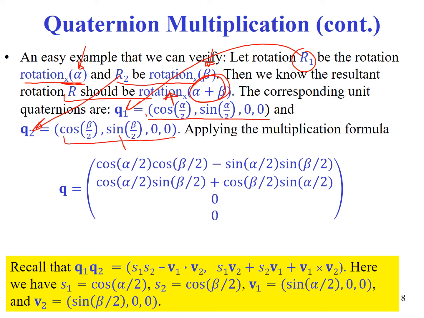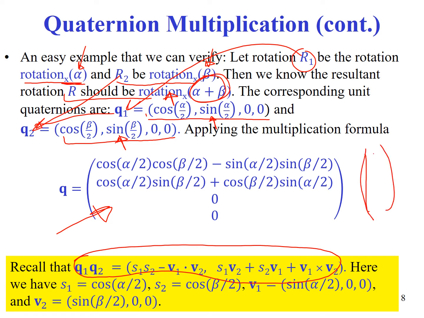Since they're both rotations about the x-axis, we have sine alpha by 2 and sine beta by 2 as the second term in the quaternion representation. And using the quaternion multiplication formula from the previous slide, also given here, we get these values. You can solve them on a piece of paper and verify that the product of these two quaternions will be equal to these values. And now we have just simply presented the vector in a column form rather than a row form.